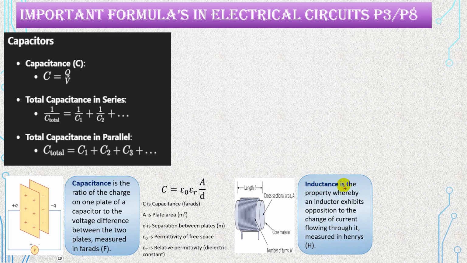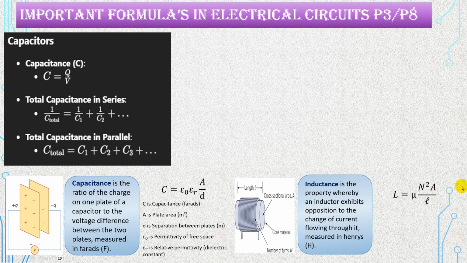What is inductance? Inductance is the property whereby an inductor exhibits opposition to the change of current flowing through it, measured in henries. Whenever you apply a voltage source here, some current tries to flow in this conductor, but due to the number of turns, length and cross-sectional area, it tries to oppose the rate of change of current, the movement of current through this material. Then it is called inductance, and it is measured in henries.